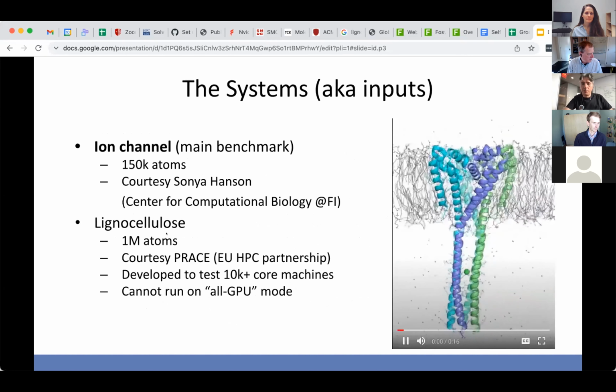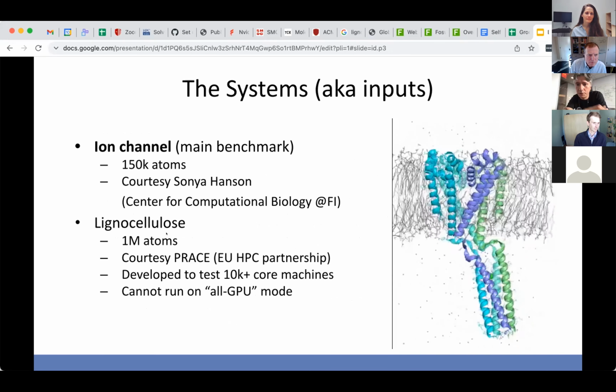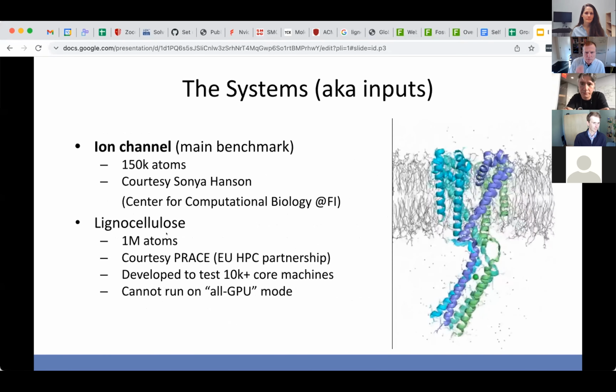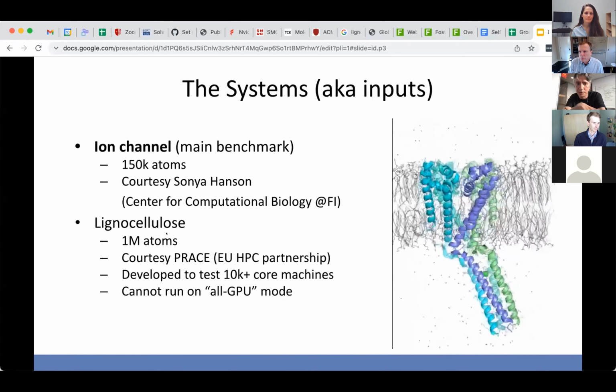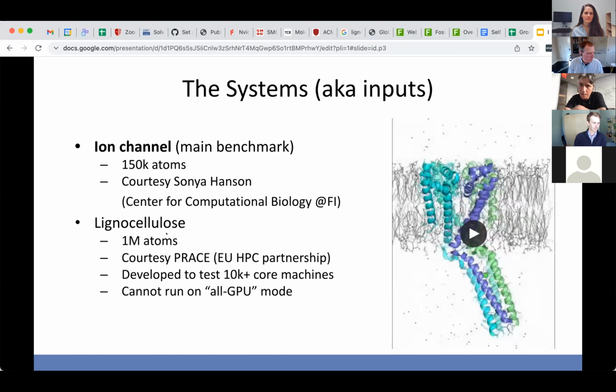In terms of the systems, those are the inputs. I used two of them. The one that you see jiggling here is an ion channel. That's my benchmark because it's from one of our users at CCB, Sonja Hansen. It has about 150,000 atoms. Then for larger problems, I went with lignocellulose, which is 1 million atoms. That has been created by PRACE, the European HPC partnership, and the goal was to test machines in the 10,000 cores and up.